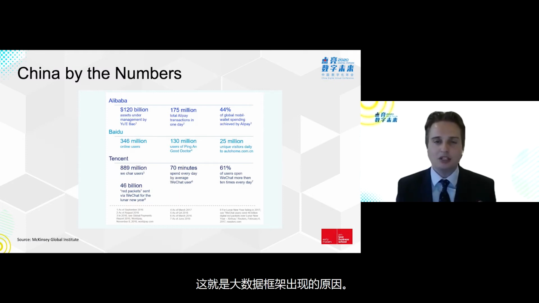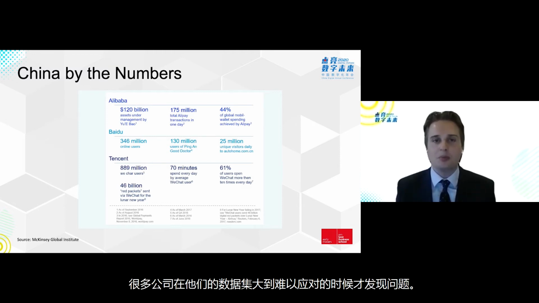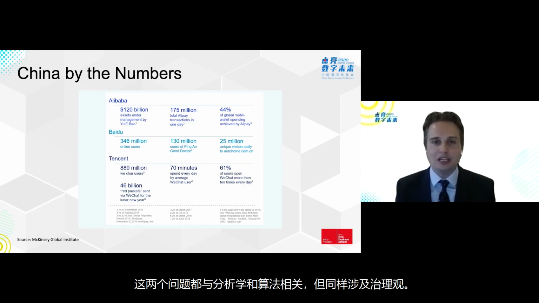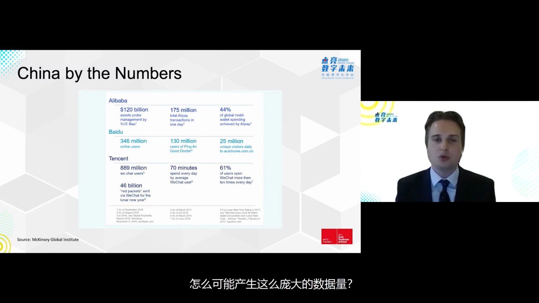And this is exactly why the big data framework was created. Lots of companies started to see the problems when their data sets grew to unmanageable sizes. Both questions arose from an analytics algorithm, but also from a governance point of view. How is it possible to create these massive quantities of data? And how do we extract value from these data sets on a day-to-day basis?